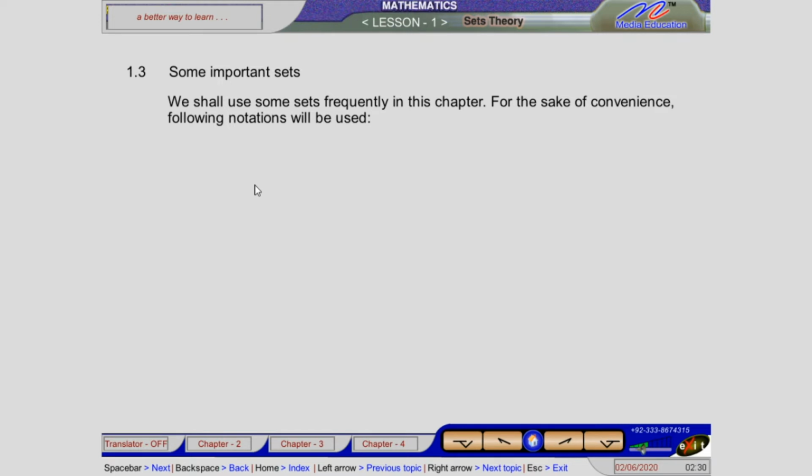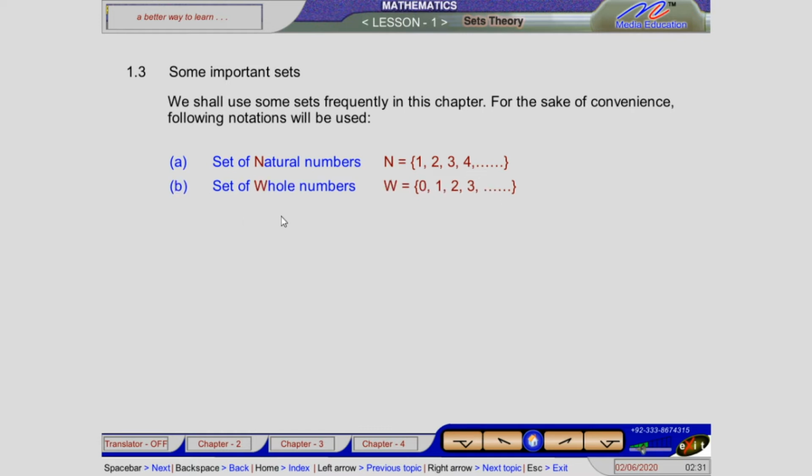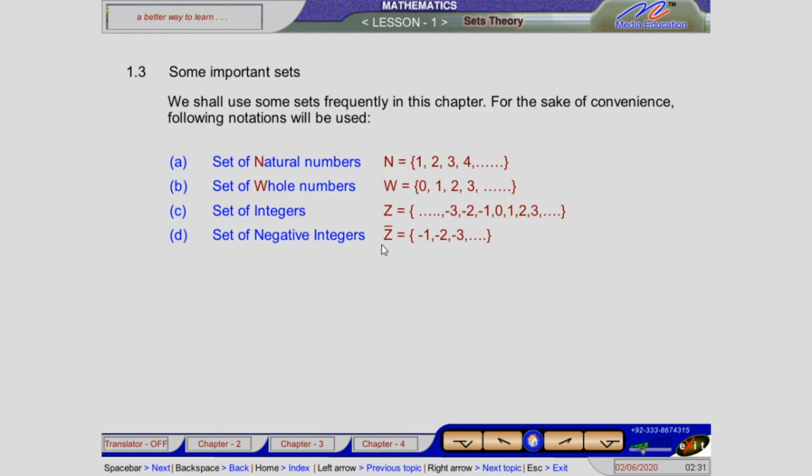There are certain important sets that we will see here. Set of natural numbers, which is denoted by capital N, starts from 1, 2, 3, 4, and so on. Set of whole numbers, denoted by capital W, starts from 0, 1, 2, 3, and so on. Set of integers, denoted by capital Z, includes positive as well as negative integers. Now the set of negative integers is denoted by capital Z bar and it will include negative integers.